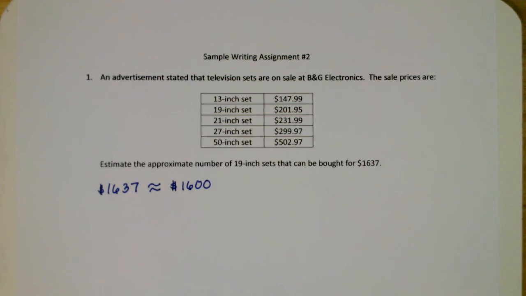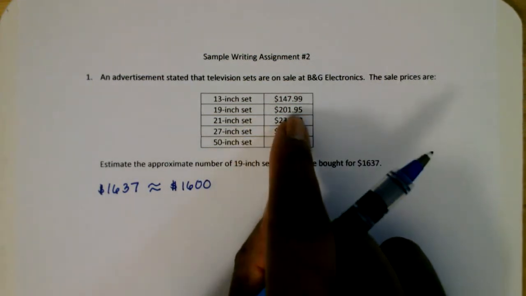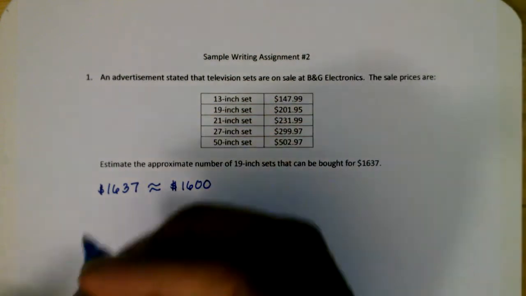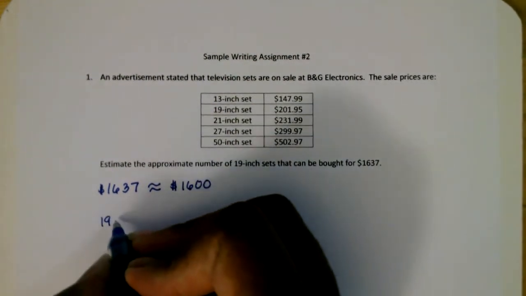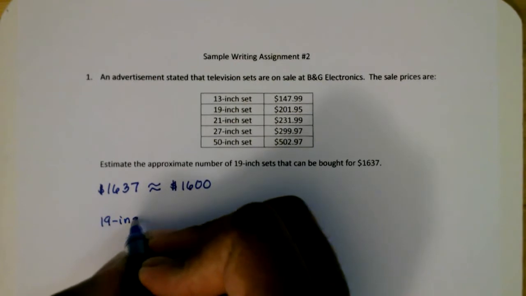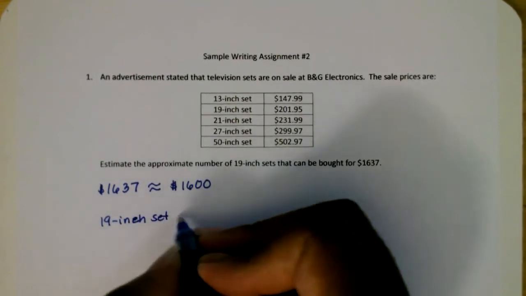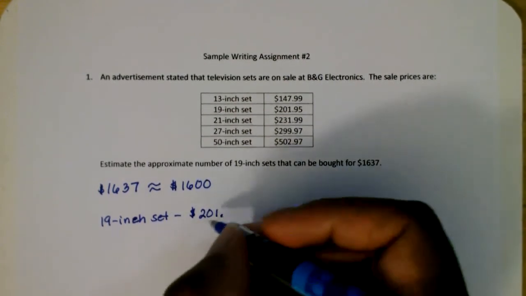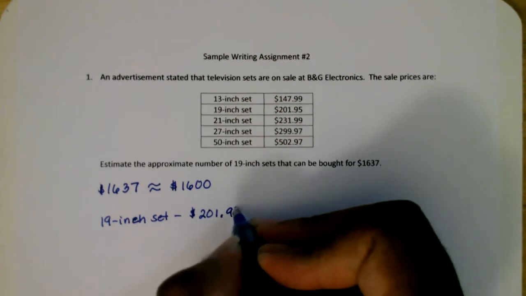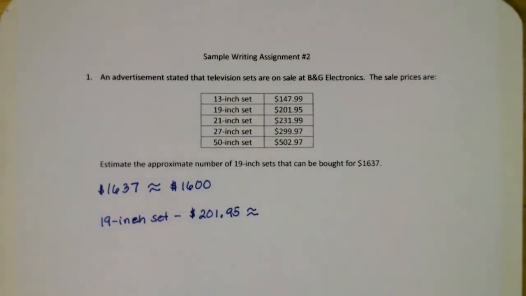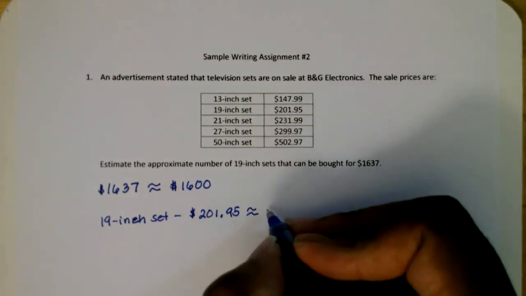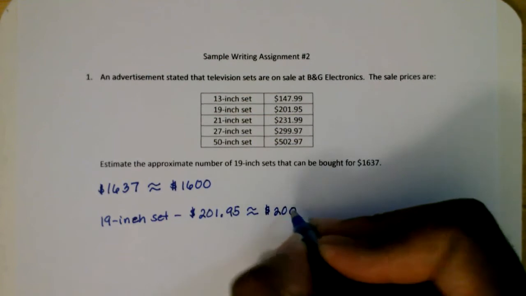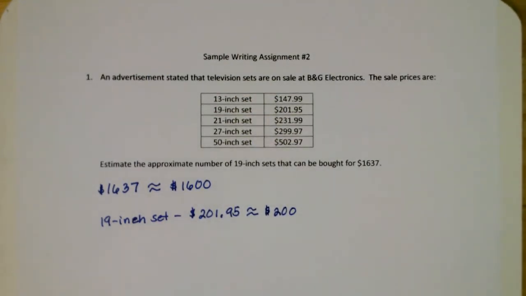And now the 19-inch set is priced at $201.95. Let's say if I round that to the nearest hundred, that would be approximately $200. That'd be approximately $200 for the 19-inch set.